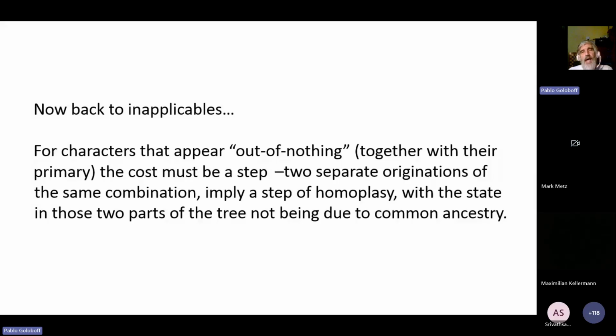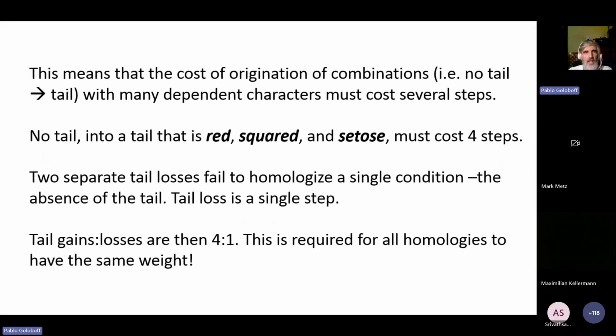And this is going to be the case for every one of the dependent characters. This means that the cost of origination of combinations from, say, no tail to tail with many dependent characters must cost several steps. From no tail into a tail that is red, squared, and setose, the cost must be 4, because you are failing to homologize tail, red, squared, and setose, right?